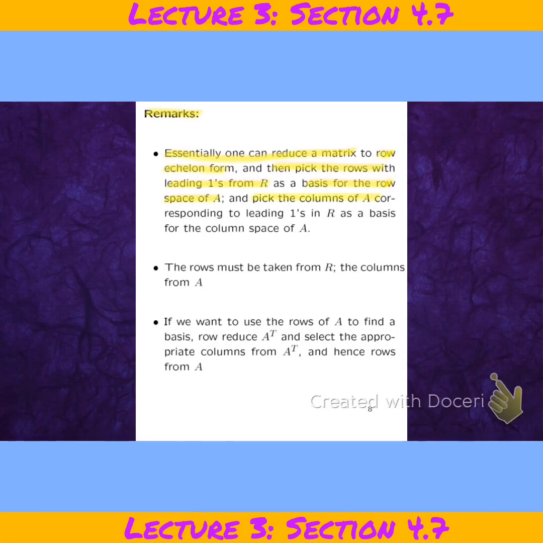And then pick the columns of A corresponding to the leading ones in R as a basis for the column space of A. Now, the rows must be taken from R, and the columns from A. If we want to use the rows of A to find a basis, we can row reduce the transpose of the matrix and then select appropriate columns from the transpose of A. And hence, essentially, that means I'm choosing rows from A. Let's look at an example.